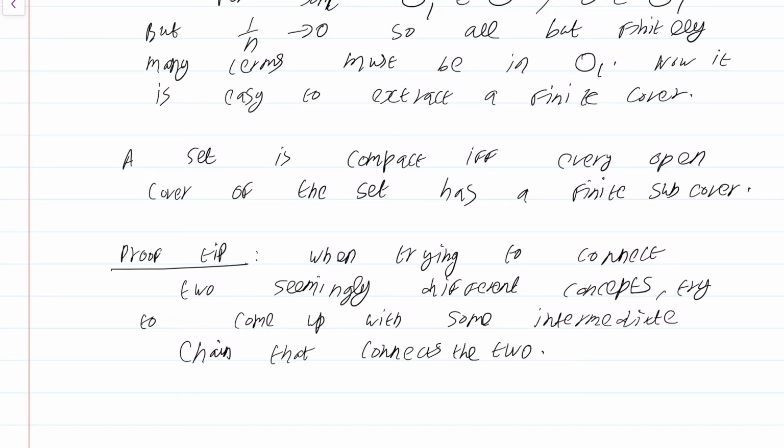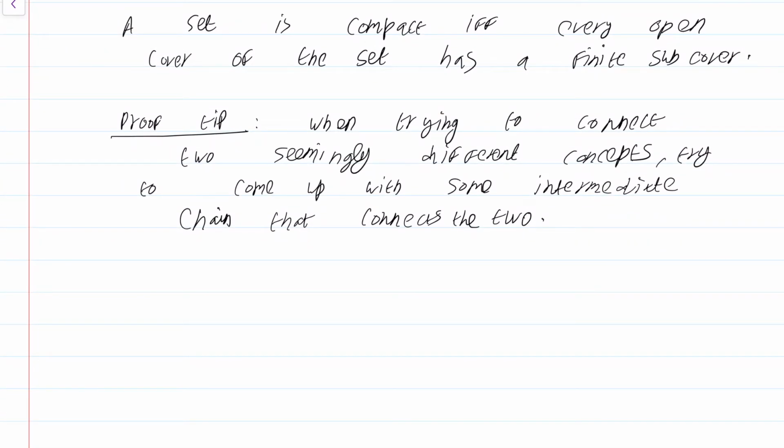Now here I want to connect sequential compactness, that is, a set is compact if any sequence has a convergent subsequence that converges to an element of the set, with this notion of open covers and finite subcovers. Okay, so what I will do is I will state an intermediate concept that ties both: the Lebesgue number of an open cover.